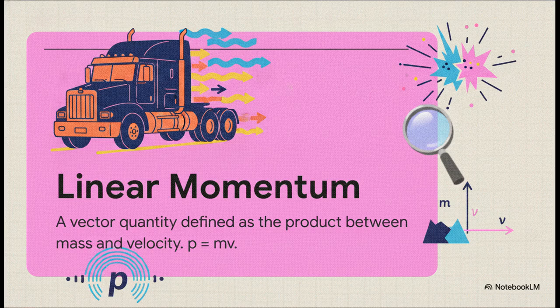Now, because momentum is mass multiplied by velocity, its direction is always going to be the exact same as the direction of the velocity itself. So if a giant heavy truck is moving east, its momentum is pointing east. It's really that straightforward, but it is incredibly powerful.